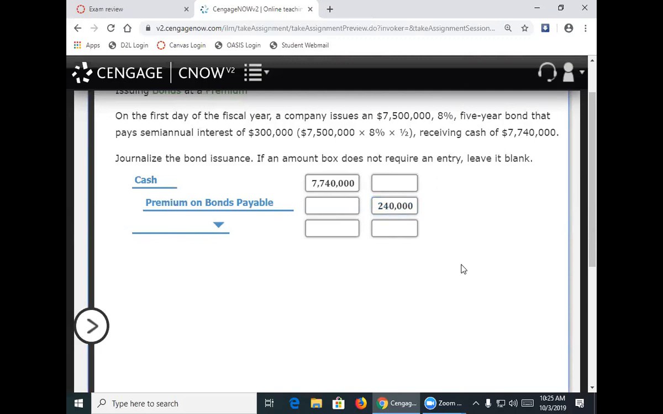And what else do I credit? Bonds payable. Very good. For how much? For the face value. Very good. So again, bonds payable is always credited at the face amount. Cash is always credited for the amount of cash received. So whether it's a discount or a premium, you're just subtracting to figure it out. Obviously, when we receive more cash up front, then it's a premium. The premium on bonds payable gets credited the difference. Okay. Any questions on that one?